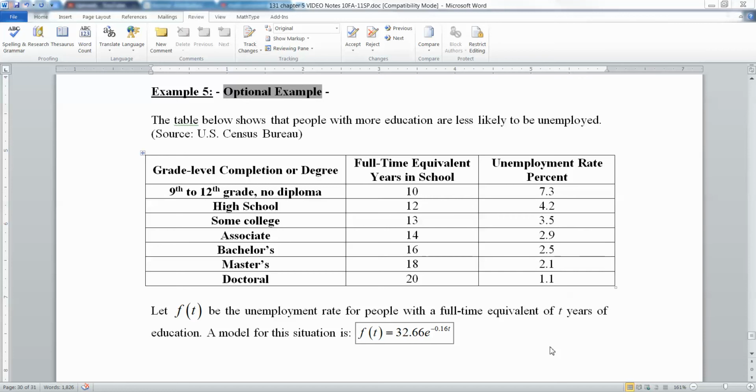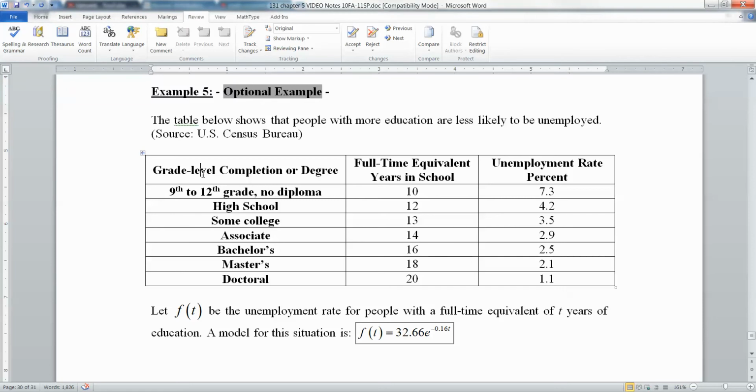It's time for our last example in Chapter 5. This is a story problem that I wanted to show you because it uses base e instead of base b like we've been doing through the rest of the chapter. The table below shows that people with more education are less likely to be unemployed. This was Census Bureau information from around 2006 or so. But anyway, here's what happens.